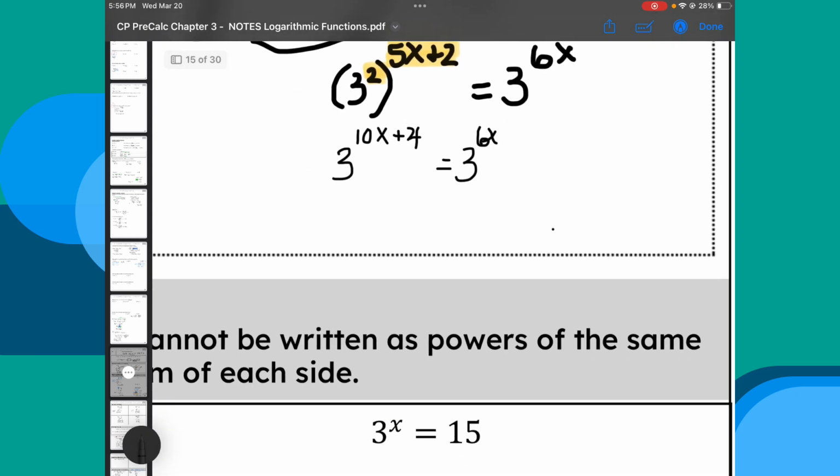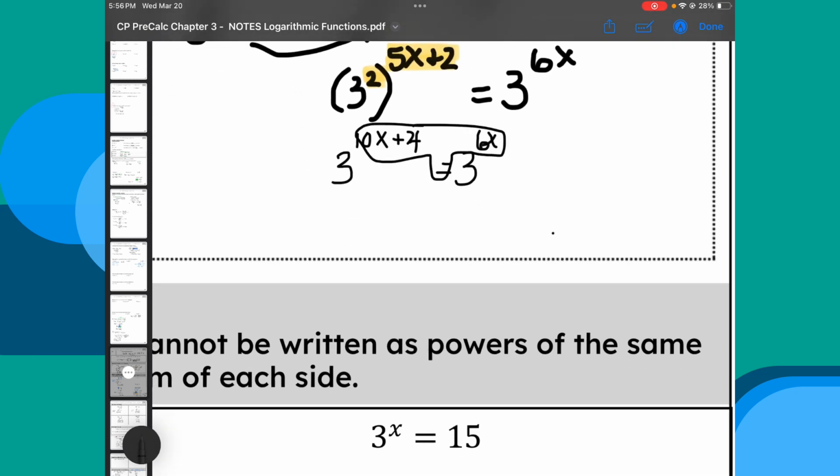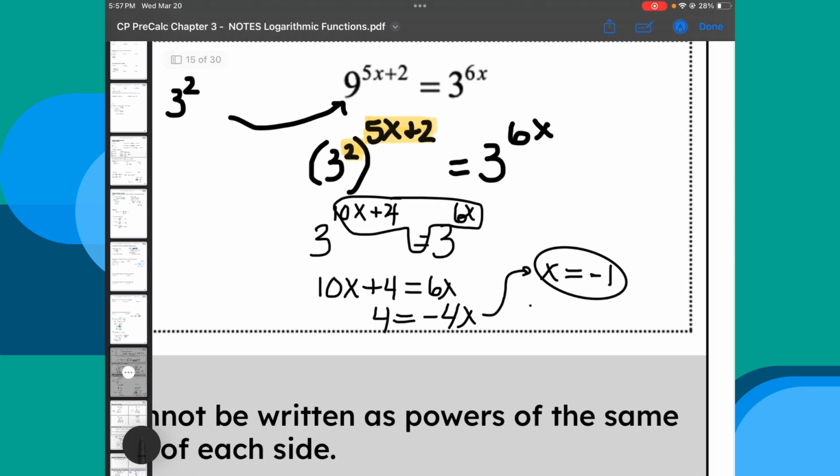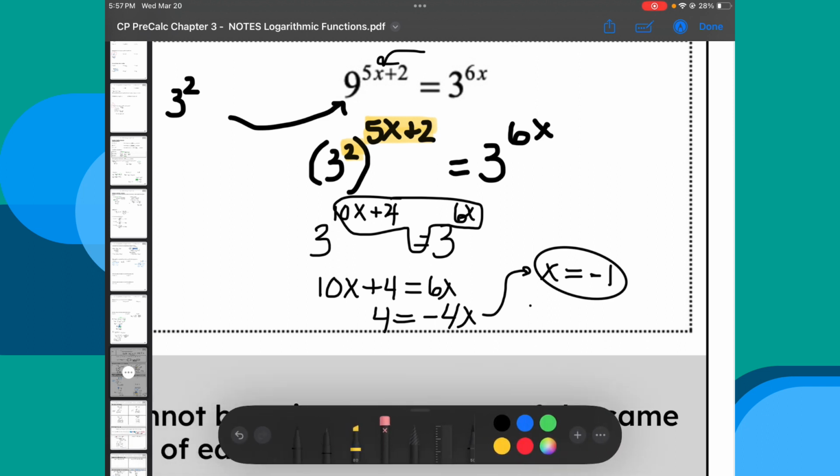Now that your bases are the same, you can say, hey, actually, these two exponents have to be equal. So we set up a little equation, 10x plus 4 is equal to 6x, and then we're just going to solve that. So subtract the 10x from both sides. We get 4 is equal to negative 4x. Divide by that negative 4, and x is equal to negative 1. Just like any other time that we solve, we could take that and plug it back into the x here and the x here and verify that your answer is correct. But that's one thing that we can do with our exponents when the variable's in the exponent to solve them.